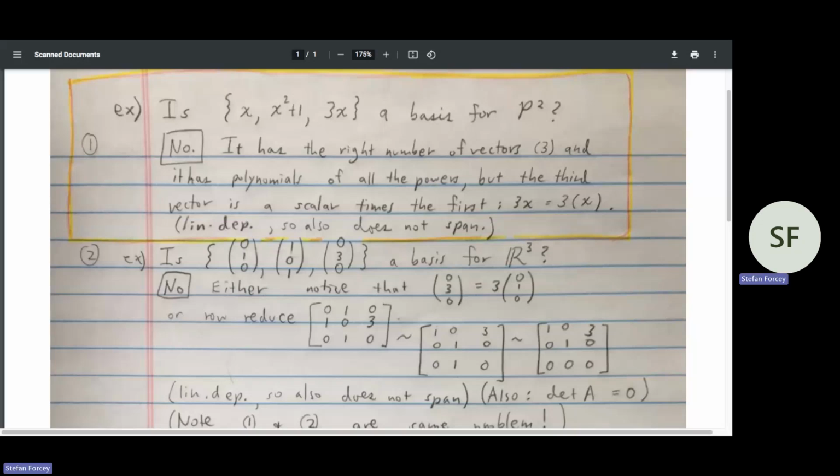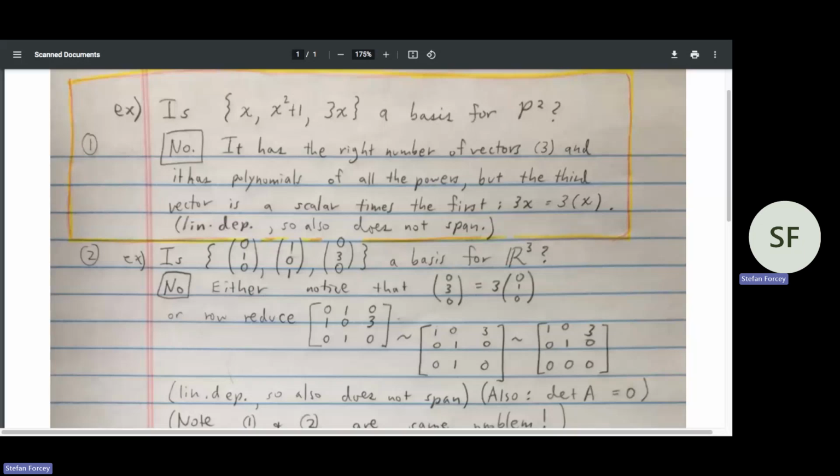All right, so let's look at this next one. And this one is about R3, and we have 3 vectors: 0, 1, 0; 1, 0, 1; 0, 3, 0. Is that set a basis for R3? So the answer is no. And this time you could do it a couple of ways. Either notice that 0, 3, 0, the final vector there, is equal to 3 times the first one. Again, that's not allowed. If you're going to have that, then it's linearly dependent.